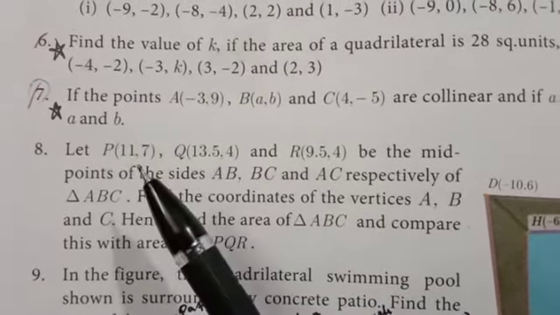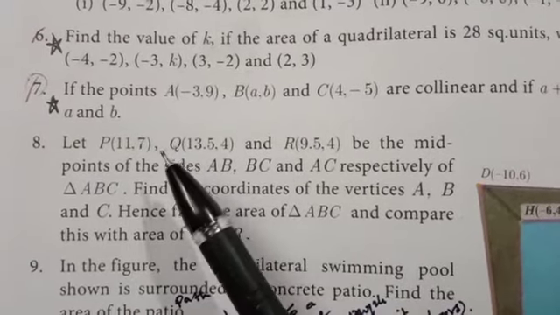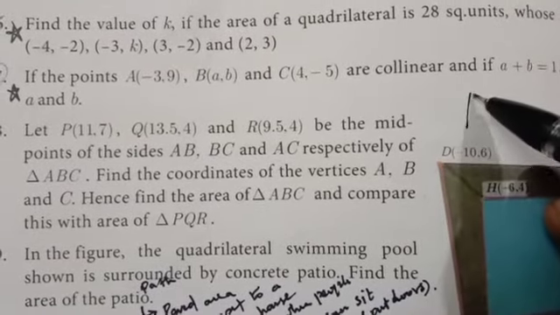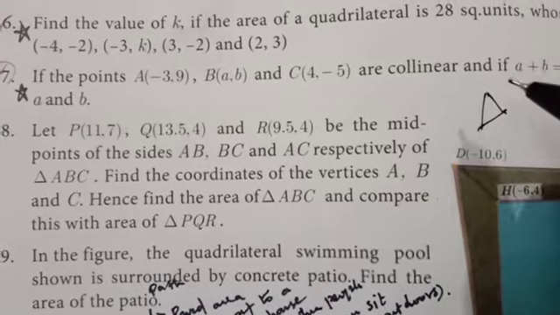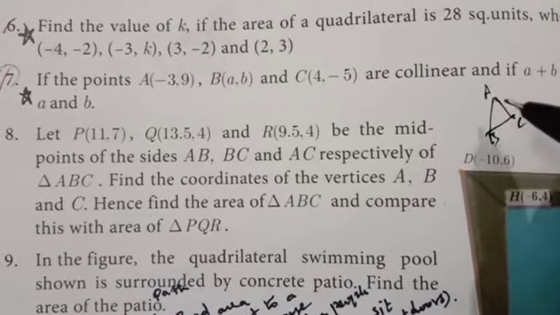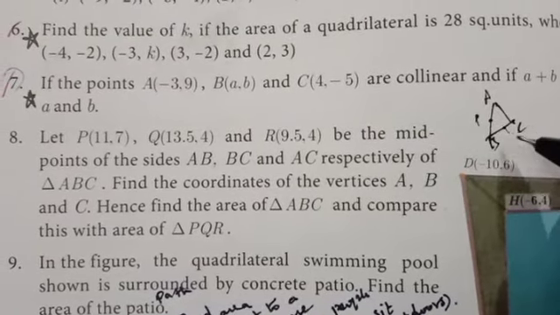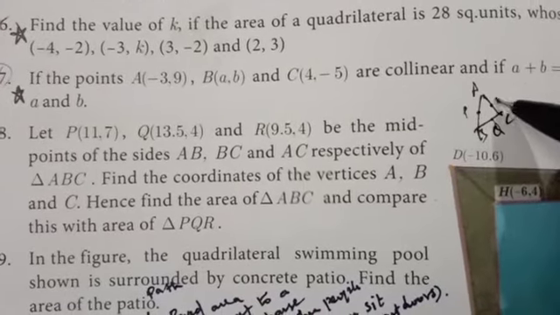Okay students, what is given? For this problem, the midpoints of the triangle are given. Suppose you consider the triangle as A, B, C. The midpoint of AB is P, the midpoint of BC is Q, and the midpoint of AC is R.